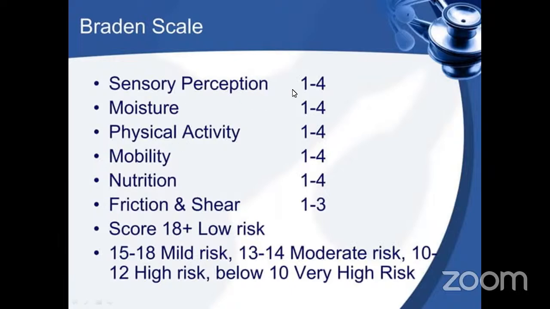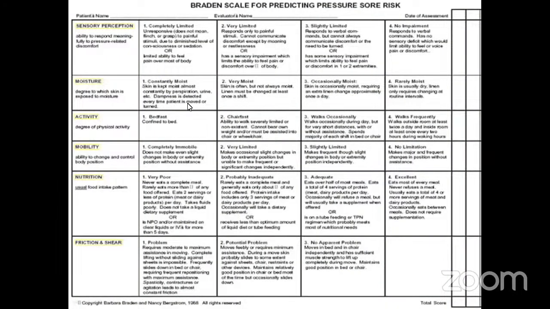Every component has its own score, 1 to 4. The higher the score, the lower the risk of ulcer formation, and the lower the score, the higher the chances of ulcer formation. So this is a very nice table.